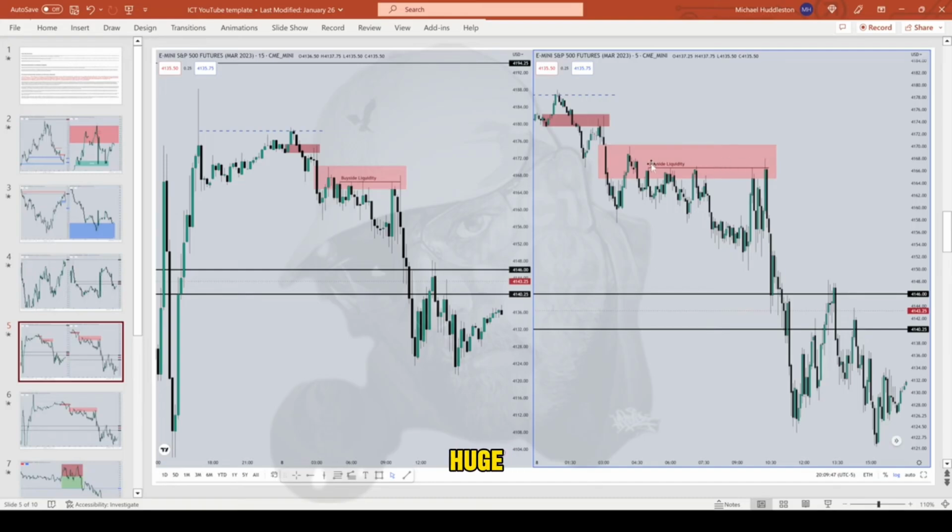It doesn't make any sense. You have a huge pool of liquidity here with real buyers. Why didn't that send it higher? Because it isn't designed to do that. It's only going to go up there and trigger those buy stops.